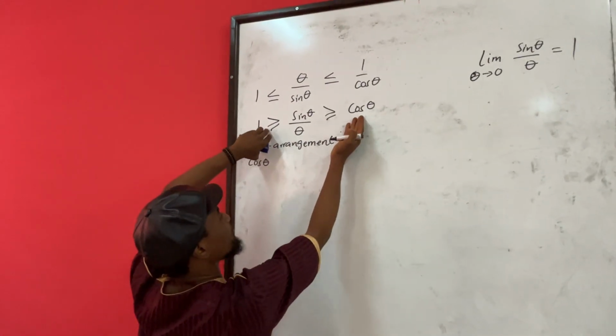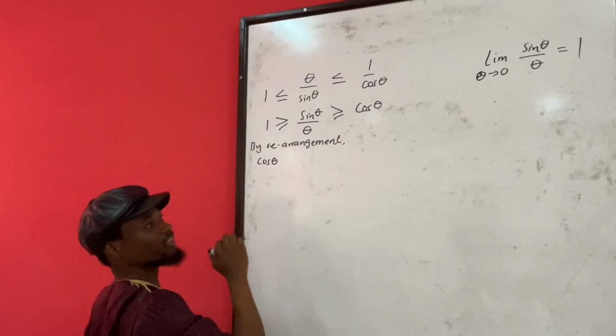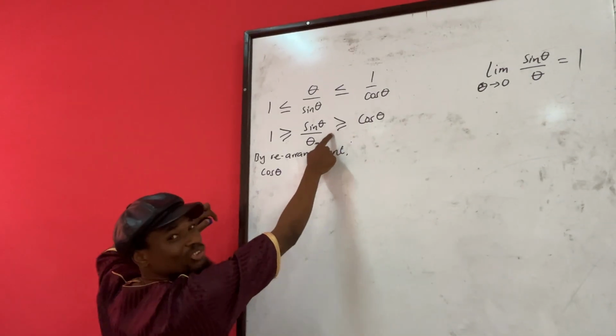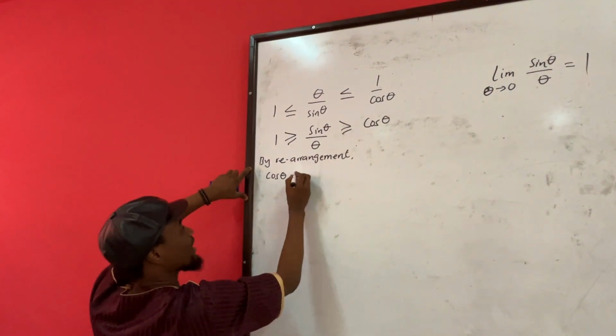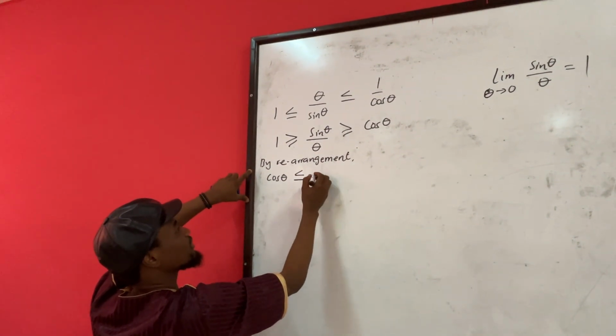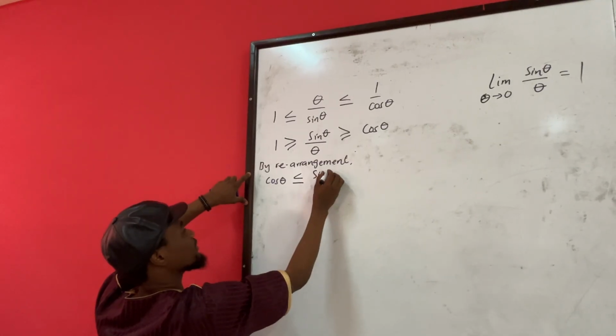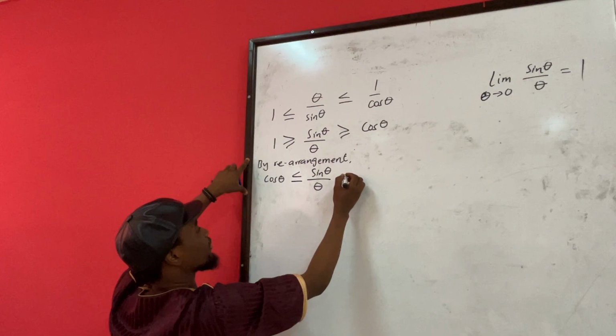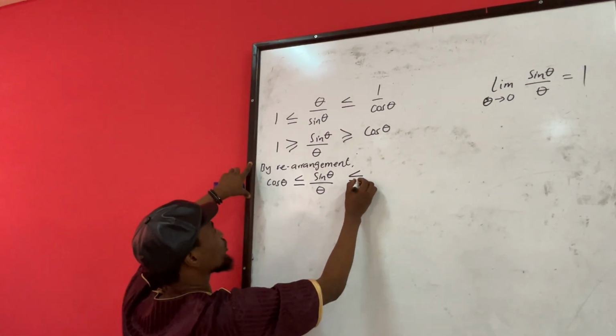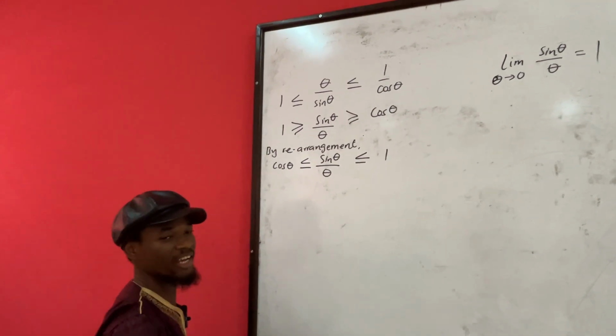I want to flip it this way, right? So I'll also do justice to the inequality sign. So have cos theta less than or equal to sine theta over theta. Then I'll also reverse this, which is less than or equal to 1. The whole idea is this.